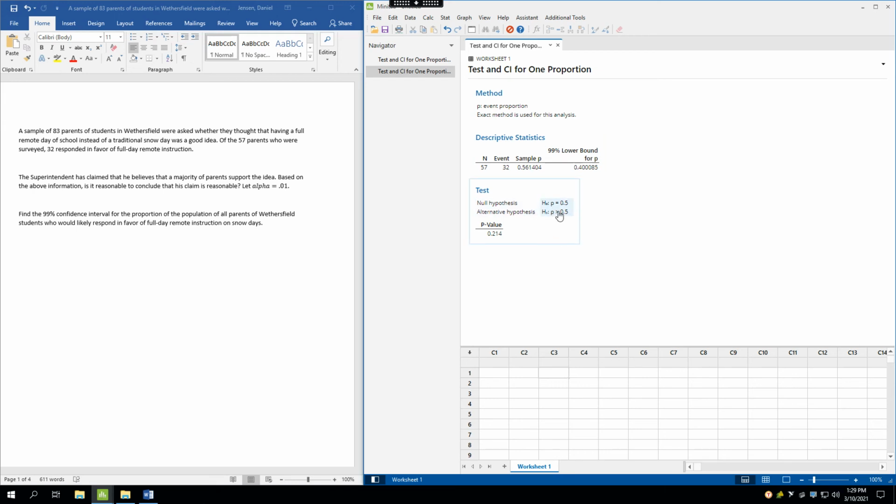We're testing to see if we can conclude this is greater than 0.5. We have a p-value of 0.214, and that p-value is not less than 0.01, so it is not reasonable to conclude that a majority of parents, even though I've got a sample that's 32 out of 57, that's not sufficient to conclude that for all parents it's going to be at least 50%. Okay, so that's a hypothesis test with a single proportion.